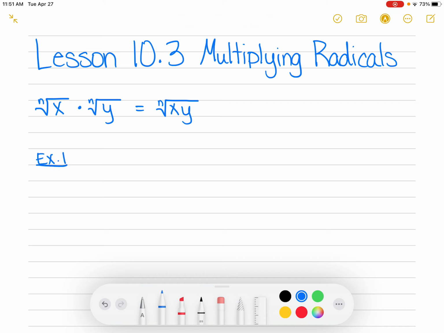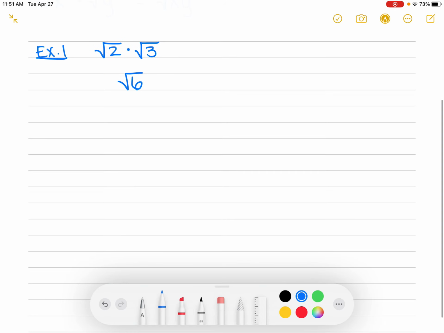So in example 1, we're going to multiply the square root of 2 times the square root of 3. And what that will equal is the square root of 6, because I just did 2 times 3. And then you say, can I simplify that? And no, I cannot simplify that one. Okay, I'll do some where you do simplify them in a little bit so that you can see what that looks like.